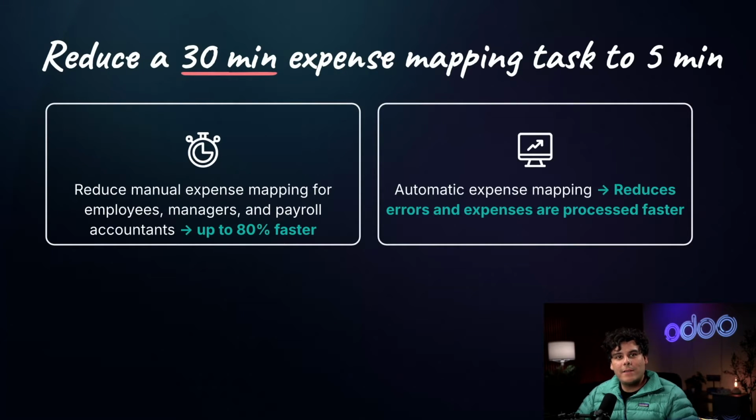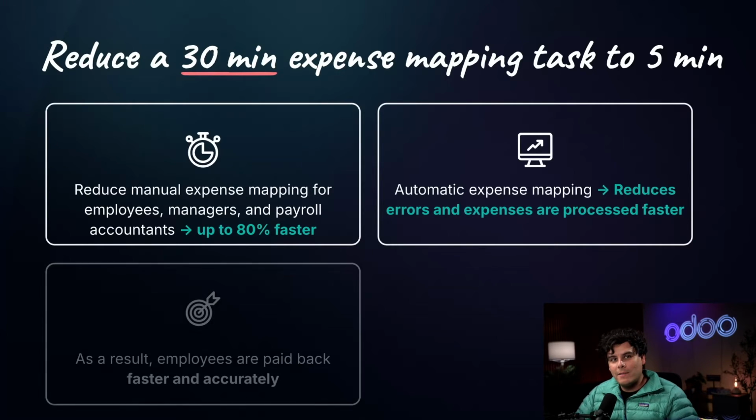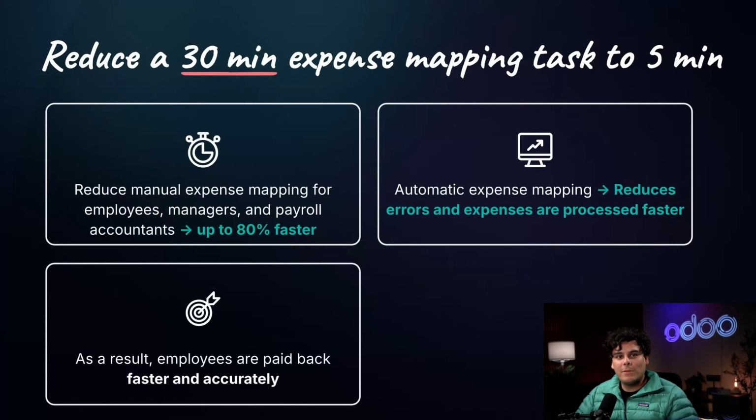Payroll is processed faster since there are fewer mistakes to correct, and paychecks don't need to be canceled and redone. That means accurate paychecks to our employees with their expenses reimbursed to them. Now, let's see how all of this works.